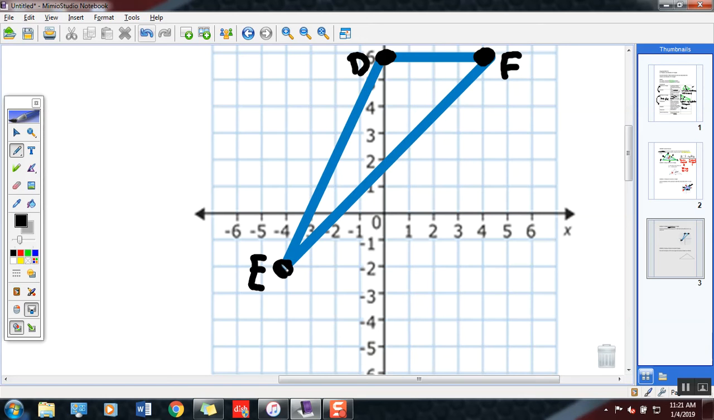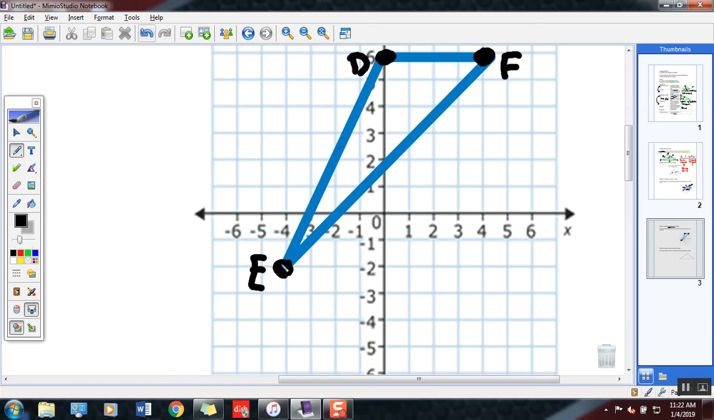Altitudes. Kids, what do you know about altitudes? What angle do they have to form? Right angles, okay? What's another word that we can use if two lines intersect at a right angle? We say the lines are perpendicular. What do you know about the slopes of perpendicular lines within the coordinate plane? They are opposite reciprocals of each other.